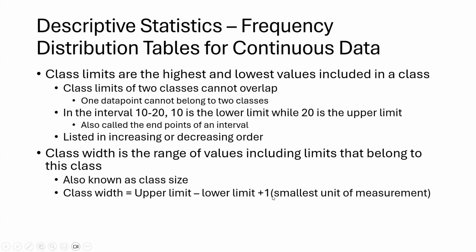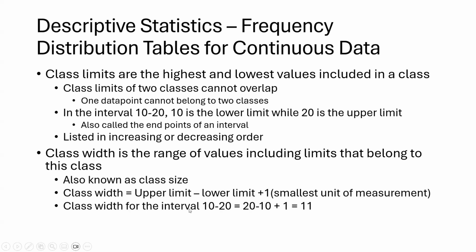But if the smallest unit of measurement is different, then that will be used. Such as if your data is length records and your data is recorded to 1 decimal place precision, such as 5.3, 2.1. So in this case, the smallest unit that can be measured is 0.1. So that will be added instead of 1 in such cases. But usually it is 1.